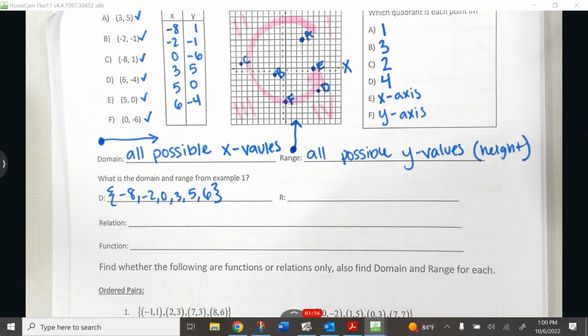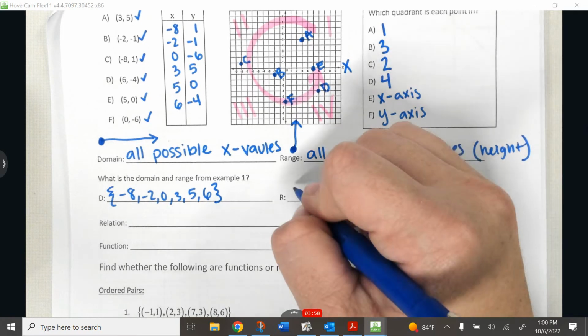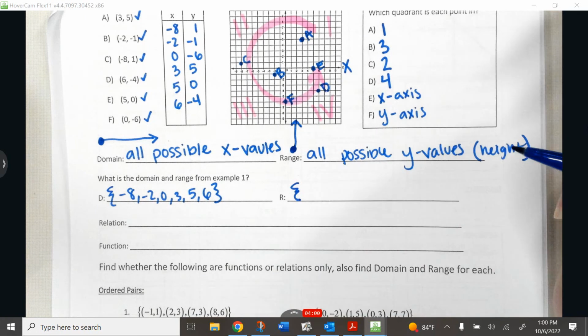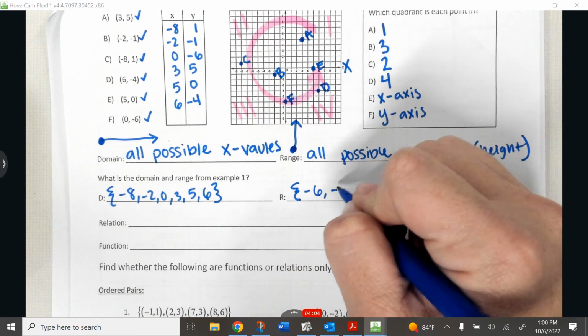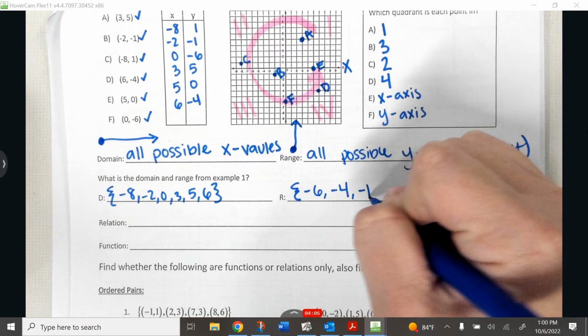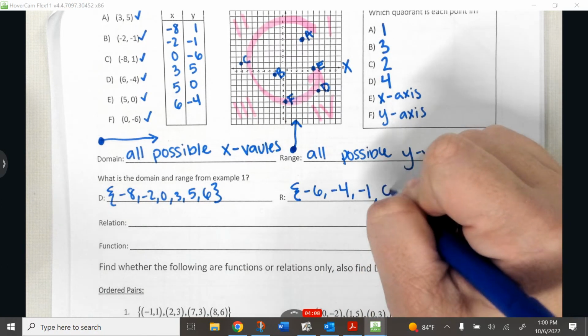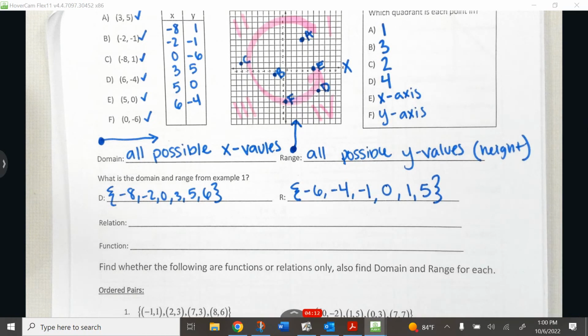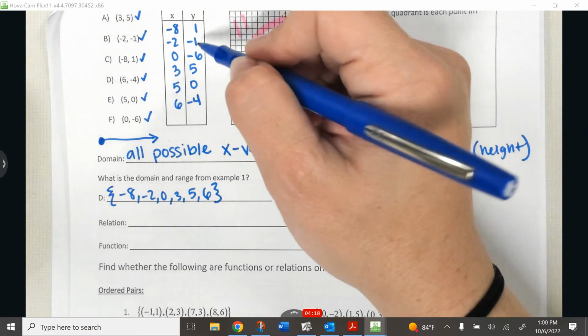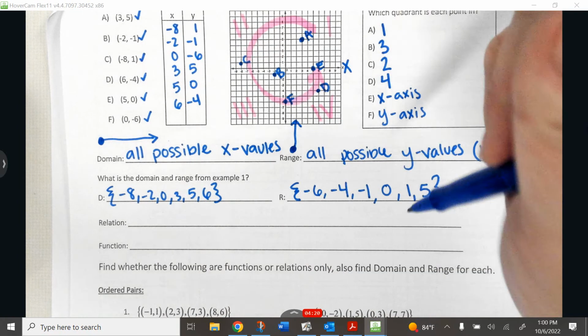Now your range is not always in order. So what's your smallest Y value? Then what? -1, 0, 1, 5. And if they repeat, you don't have to write it more than once. So if there was like 3 and then 3 again, you would only write 3 one time, yes?